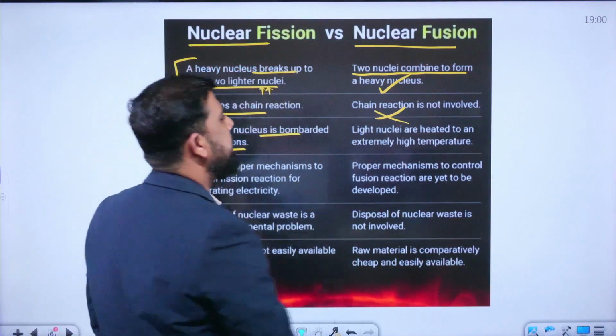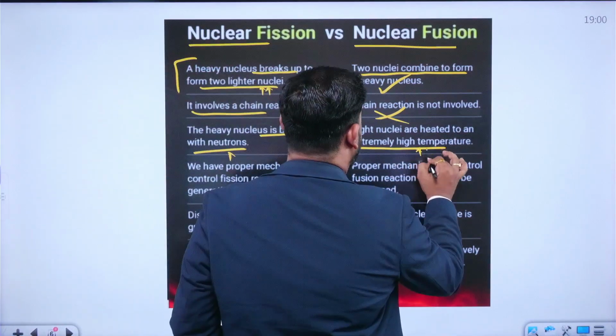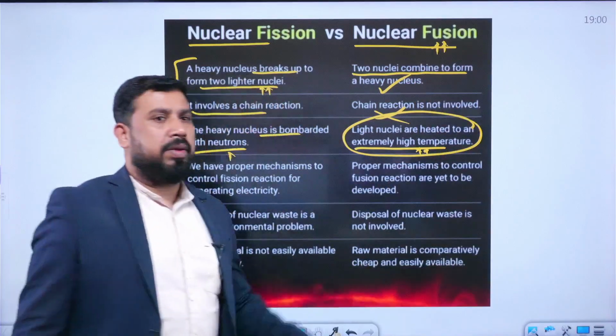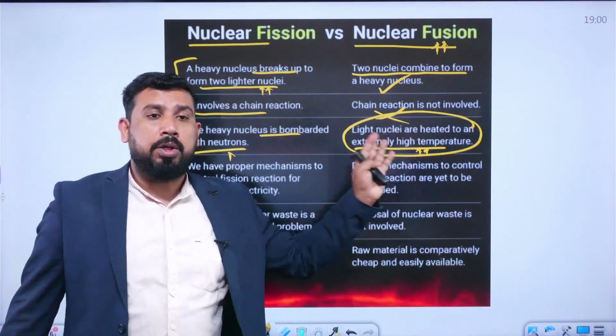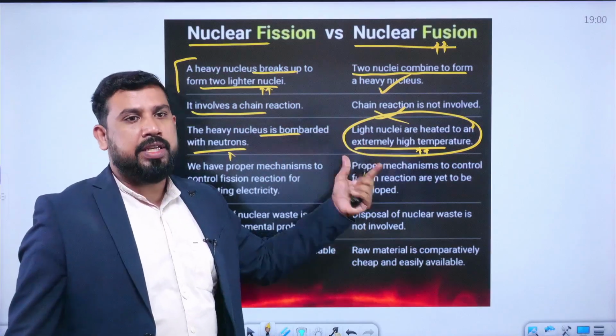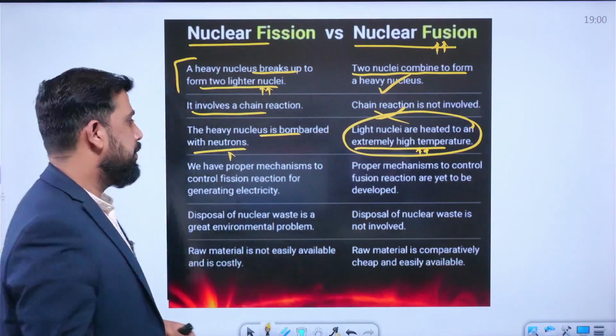In fusion, light nuclei are heated to an extremely high temperature. Sometimes it becomes uncontrollable due to its high temperature. That's why it is more risky compared to the nuclear fission reaction.